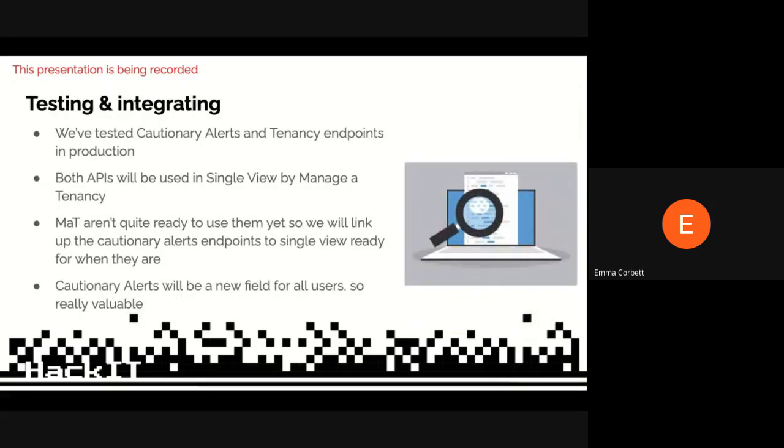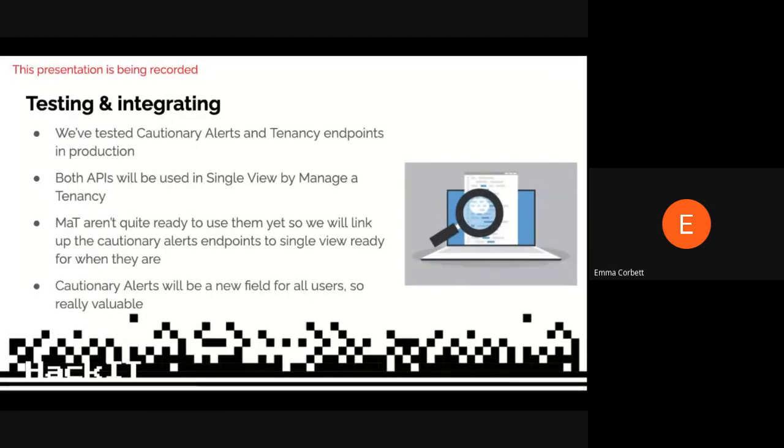And then we've been doing lots of testing of some of the APIs we've built previously. So we've been focusing on cautionary alerts. For cautionary alerts, you can retrieve alerts against either a person or a property. And then also the tenancy endpoints, so the one I just mentioned, and the one to retrieve a single record. We picked these ones because both of them are going to be used in single view by manager tenancy. So it made sense to get them ready for when they needed them. And they're all working now and in production.